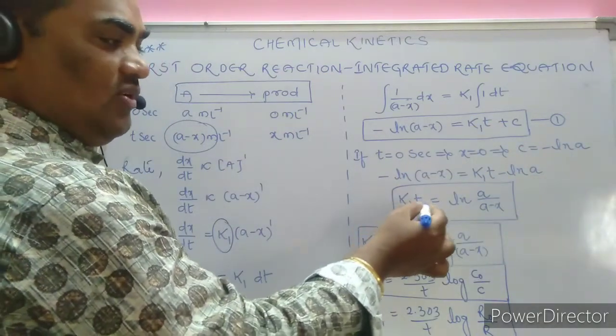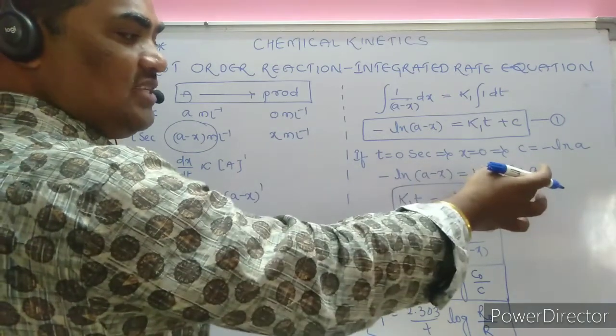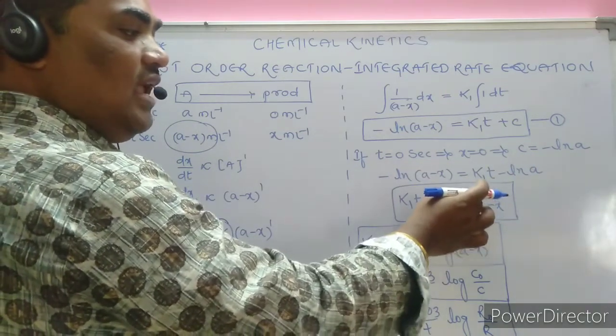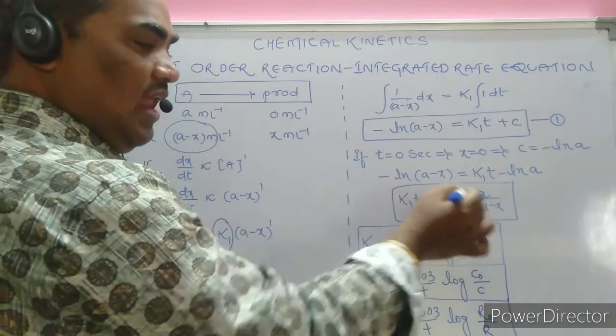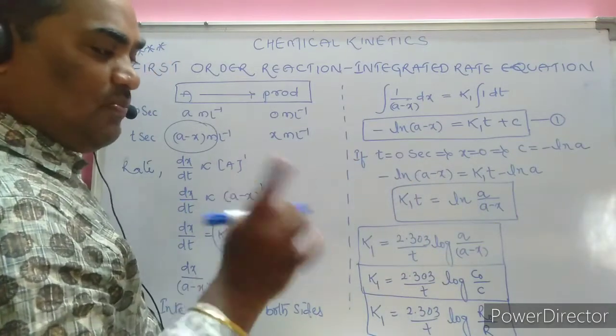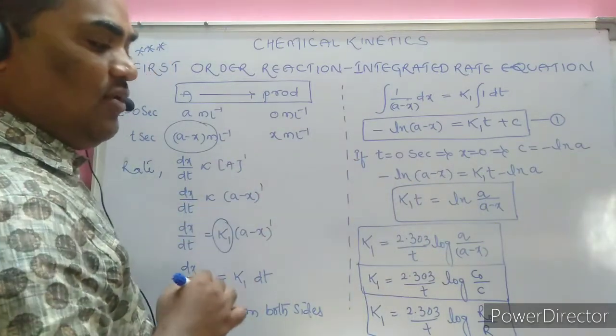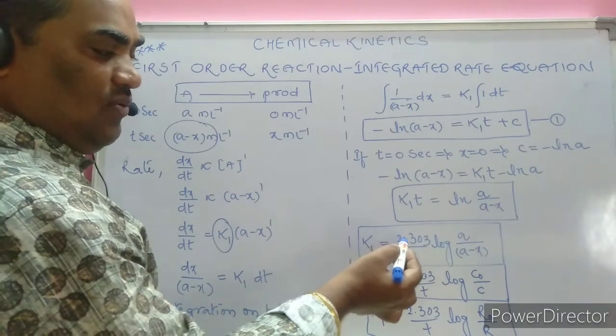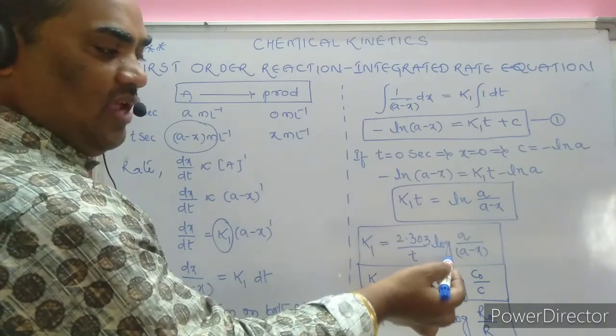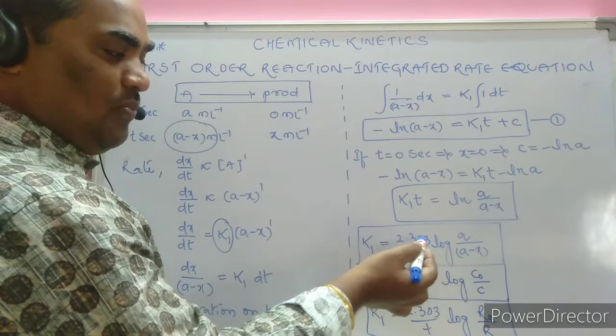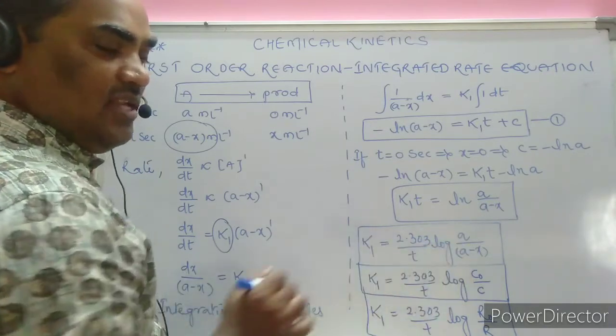On solving, K1 t is equal to ln a by (a minus x), using the log a minus log b formula. Ln stands for the base e, which is not possible to calculate with the calculator table. So ln is converted into log, that is base 10, and K1 is equal to 2.303 by t log a by (a minus x).